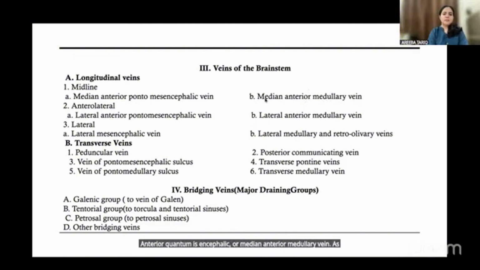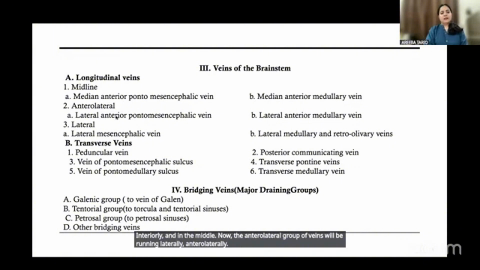As the name suggests, the median anterior medullary vein is going to run on the medulla anteriorly, and the median anterior pontomesencephalic vein is going to run on the pons and midbrain anteriorly and in the middle. Now the anterolateral group of veins will be running laterally, anterolaterally.